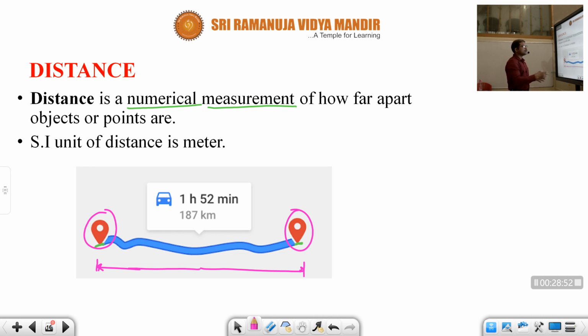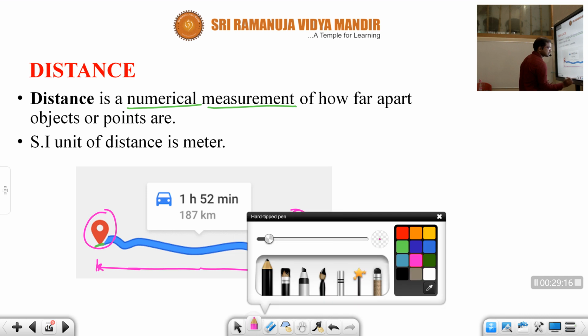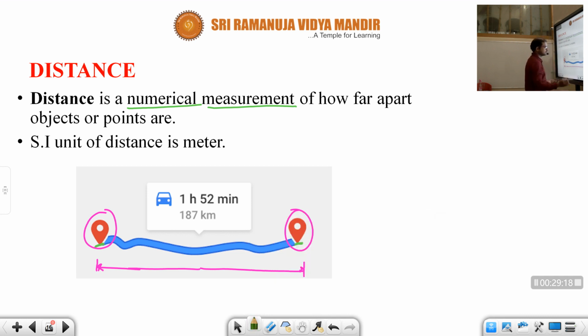Children, within how much length were the two points separated? That length is nothing but distance. So from here to here, some numerical value will be there. That numerical value is nothing but distance.